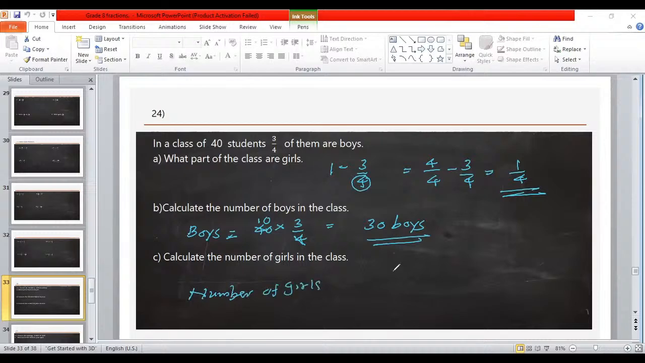There are 2 ways. 40 minus 30, 10 girls. The other way is 40 into 1/4. Then also you can get 10 girls. Any of these you can follow and get the number of girls and boys separately.